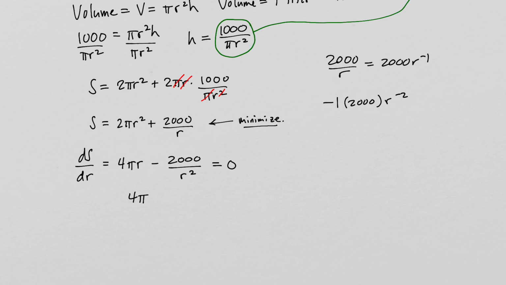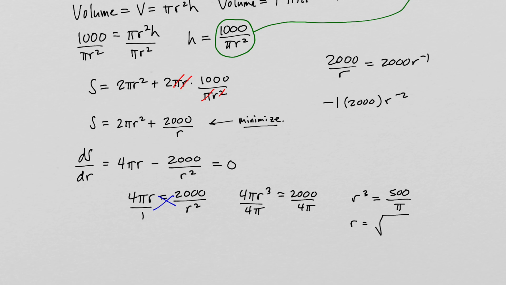Now, if we add 2,000 over r squared to both sides, we end up getting this equation. And then we can cross multiply. So 4 pi r times r squared is 4 pi r cubed. And 2,000 times 1 is 2,000. And I can divide both sides by 4 pi. And this gives us r cubed is equal to 500 over pi. And so r is going to be the cube root of 500 over pi.